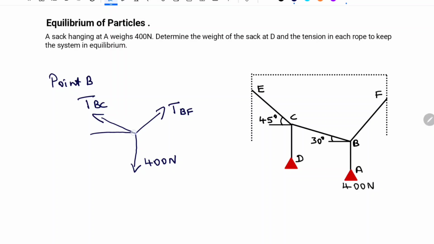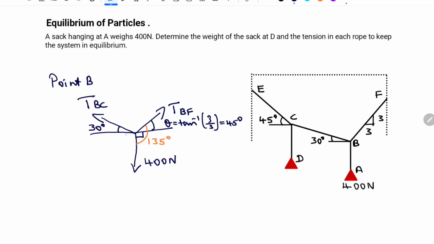Now, there are three forces, so we can use Lami's theorem if we know the angle between all the forces. Let us write the angles. Here the angle is given as 30 degree, and here the angle is not directly given. Instead, the lengths are given. So you can write theta is equal to tan inverse of 3 by 3, that will give you 45 degree. So if this is 45 degree and the remaining angle is 30 degree, then the overall angle will be 45 plus 90, that is 135 degree.